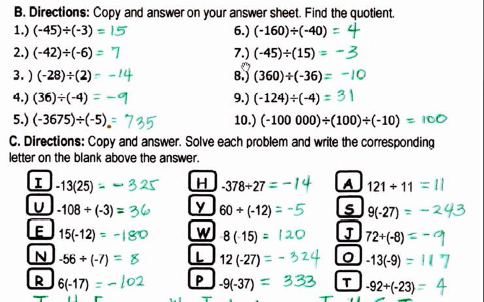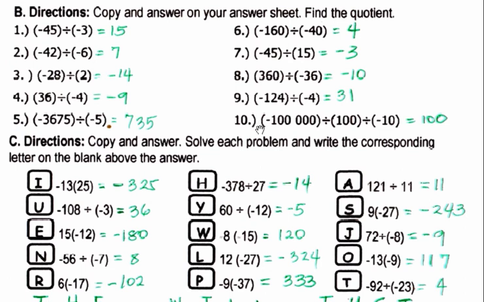For number 7, negative 45 divided by 15. 45 divided by 15 is 3. Since we have a negative 45 and positive 15, the sign is negative, and the answer is negative 3. 360 divided by negative 36 equals negative 10. Negative 124 divided by negative 4, it's positive 31.